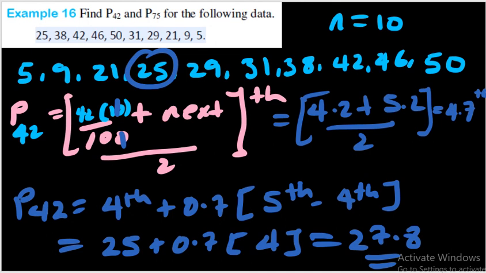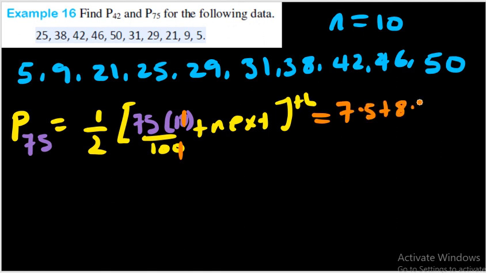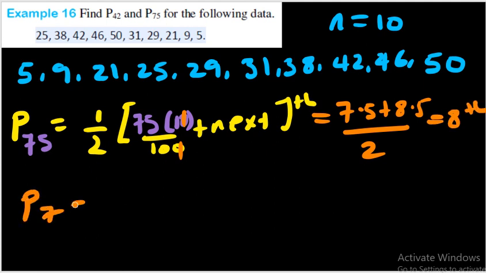What about the 75th? The same formula. When you are trying to find the 75th, the formula will be the same. In place of j, I'm going to write 75, and the n will be 10. Again, as I did before, you can cut the 0 by 0, and 7.5, the next one will be 8.5. So 7.5 plus 8.5, then divide by 2, which is 16 by 2, that's the 8th item. So this time P75 will be without any calculation, because the 8th term, counting 1, 2, 3, 4, 5, 6, 7, 8, will be 42.